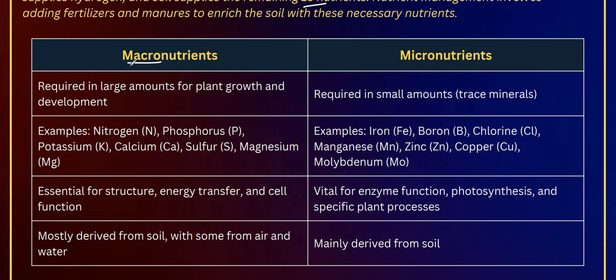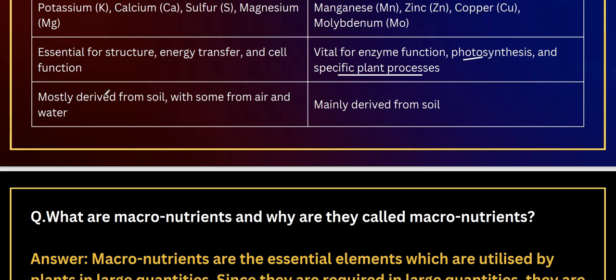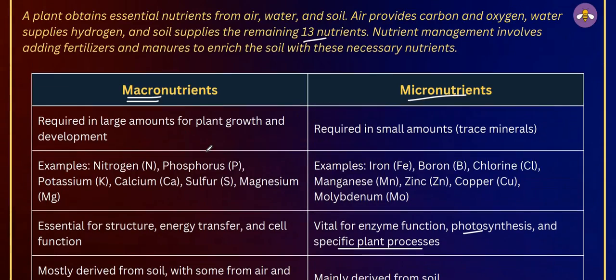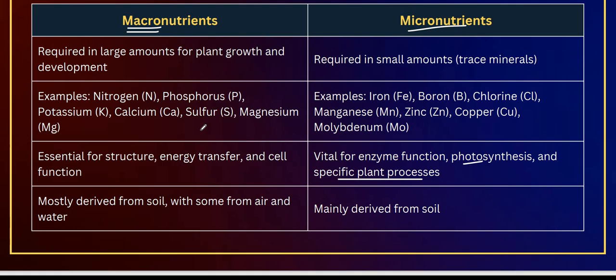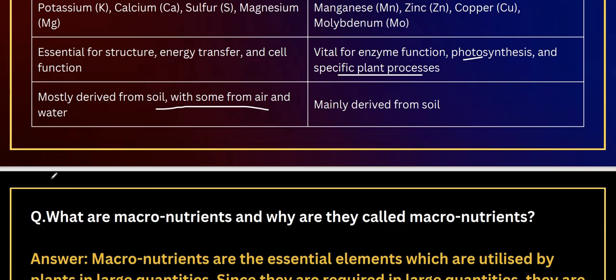Why are these macronutrients necessary? They provide energy to the plant, energy transfer and cell function. Micronutrients are vital for enzyme function, photosynthesis, and specific plant processes, mostly derived from soil. So these micronutrients are provided to the plant by soil, and macronutrients are given to the plant by soil and in some form by air and water as well.